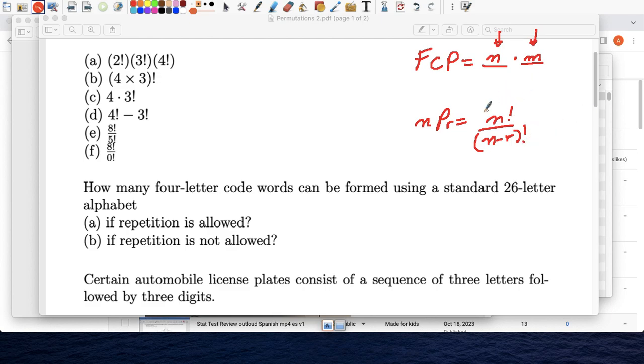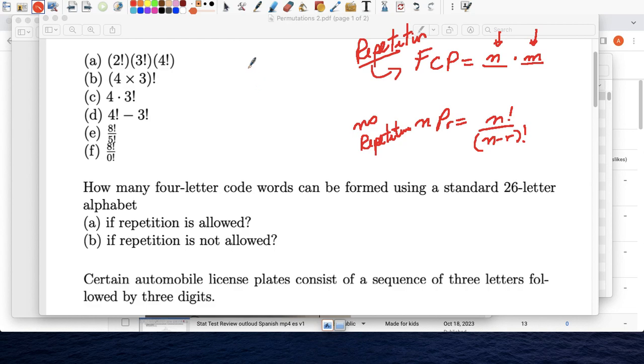If repetition is allowed, I'm going to use this one. If there's no repetition, I'm going to use this one.